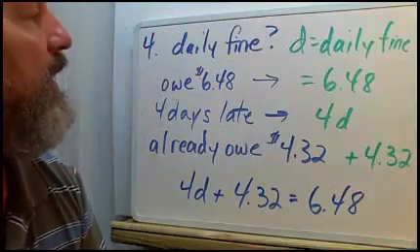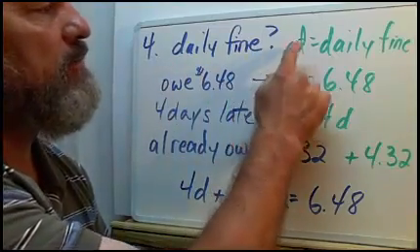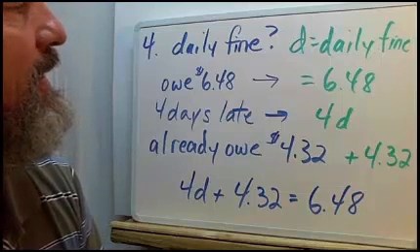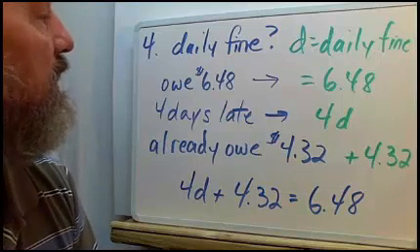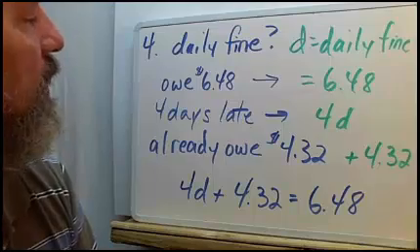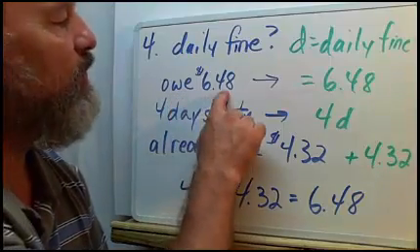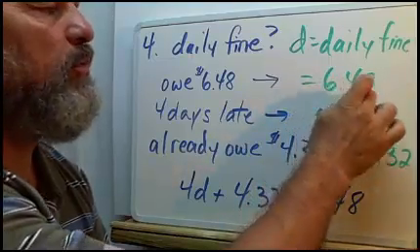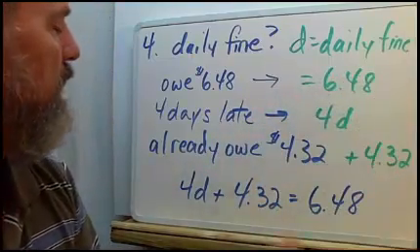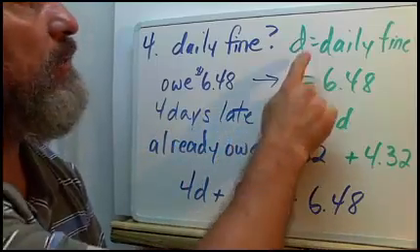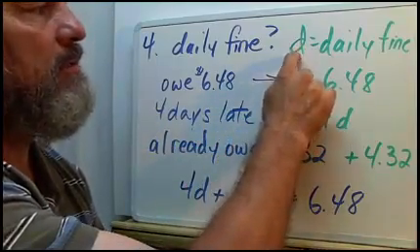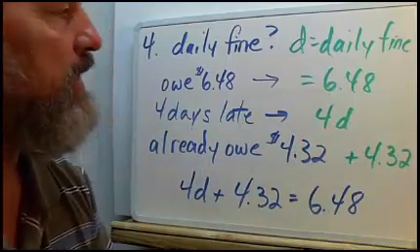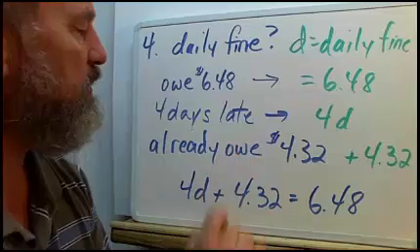Word problem, starting backwards. They ask what is our daily fine, so we're going to automatically use d to represent daily fine, define the variable. They also tell us that in the end we owe $6.48, so we're going to have an equals 6.48. This is our grand total. We have 4 days late. Well, since a day late is represented by the variable d, we're going to have 4 times d, or 4d, to represent this part of the expression.